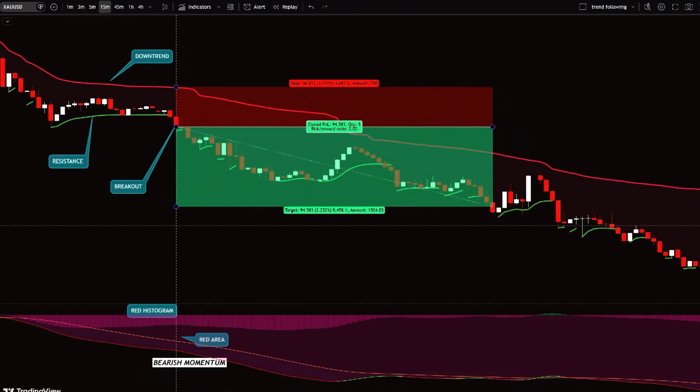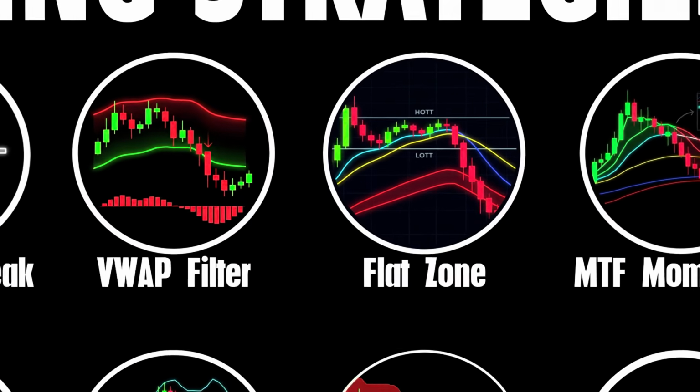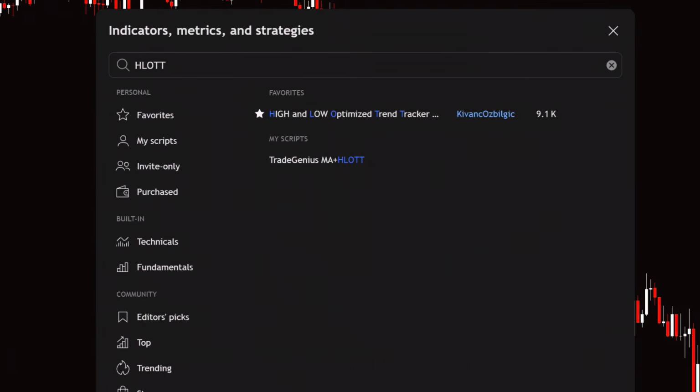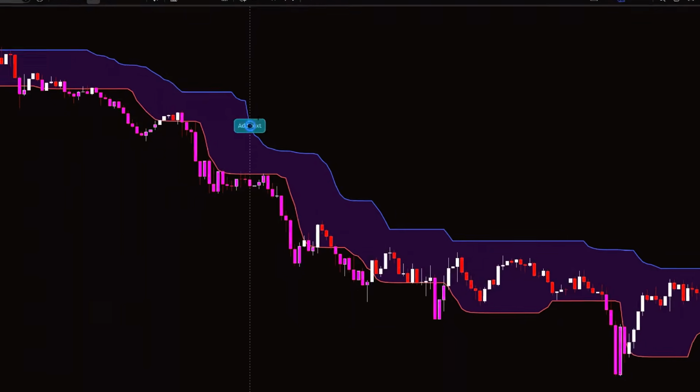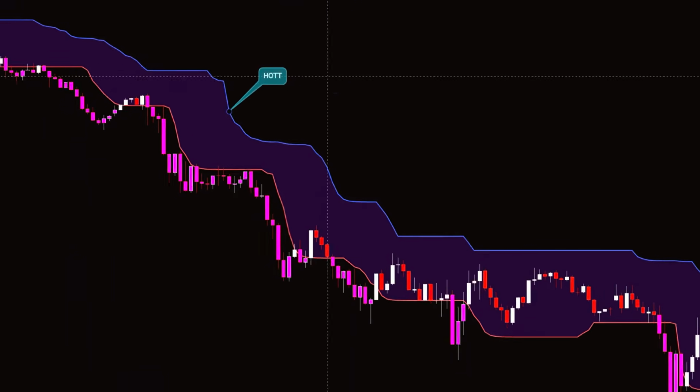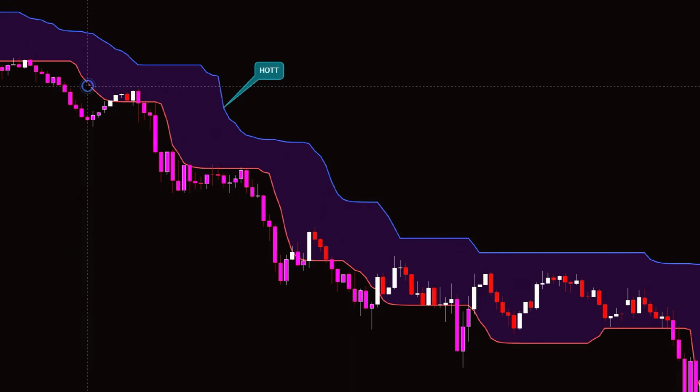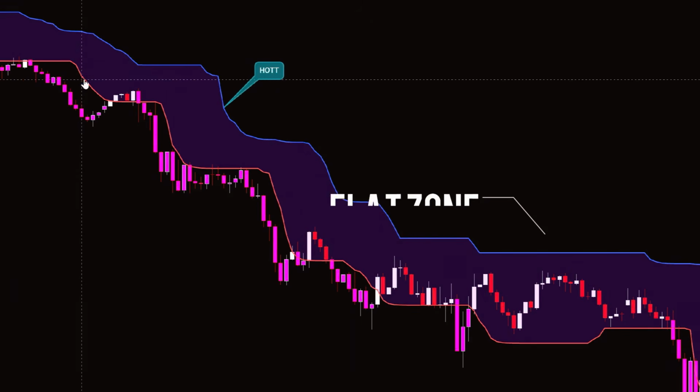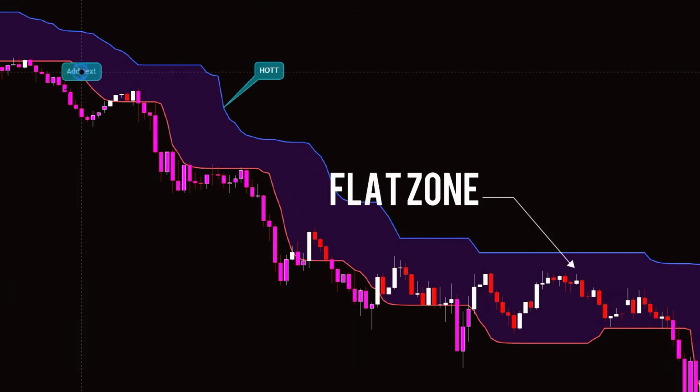Flat zone breakout strategy. Sometimes the smartest move in trading is doing absolutely nothing, and this strategy actually builds that into the rules. This version of the HLOTT uses the highest and lowest price values to build the HOTT and LOTT lines, and there's no moving average support line this time. The gap between those two lines is called the flat zone, and that means don't trade here.